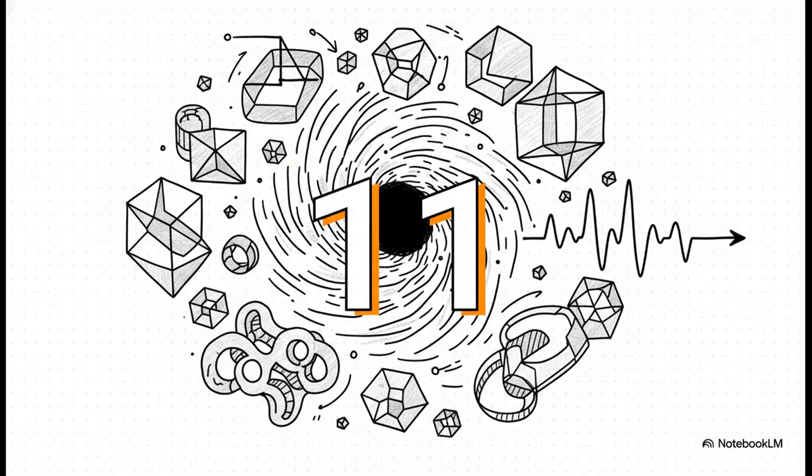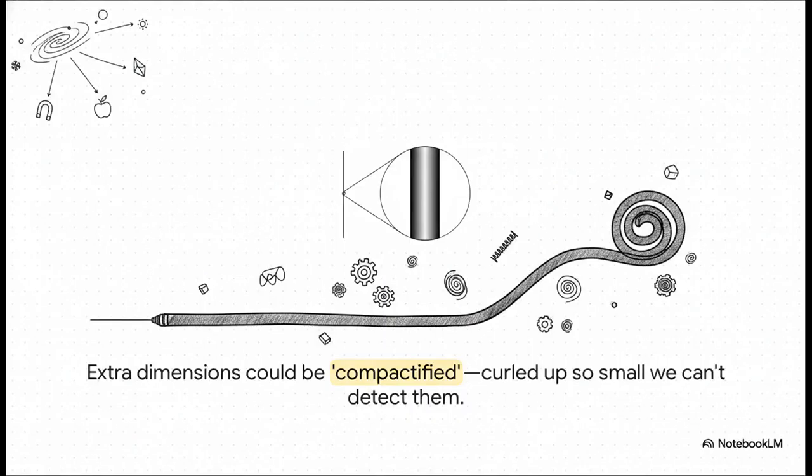Well, get this. This theory doesn't take place in our familiar 3 spatial dimensions or even the 4 dimensions of spacetime. Nope. It requires 11. 10 dimensions of space and 1 of time. 11. Okay, so where are these other 7 dimensions? Well, the theory suggests they could be compactified. That means they're curled up so incredibly tight that they're completely invisible to us.